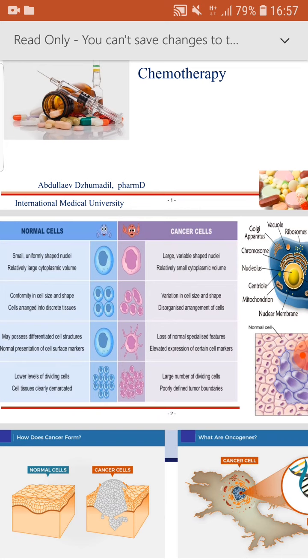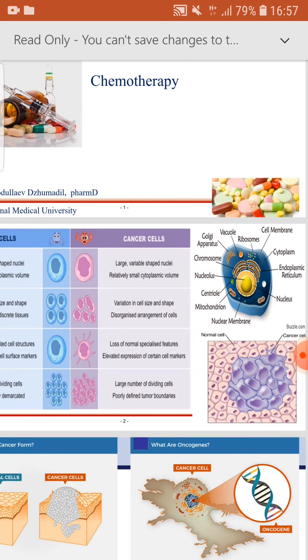Cancer cells, on the other hand, have large, variable shaped nuclei, relatively small cytoplasmic volume, variation in cell size and shape, disorganized arrangement of cells, loss of normal specialized features, elevated expression of certain cell markers, a large number of dividing cells, and poorly defined tumor boundaries.